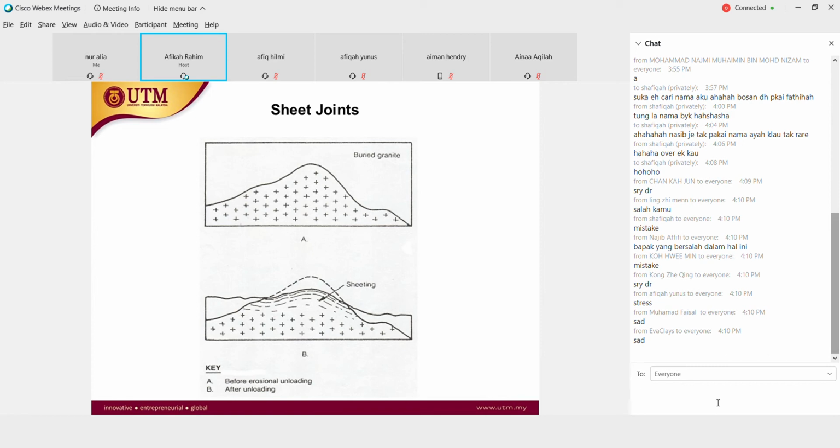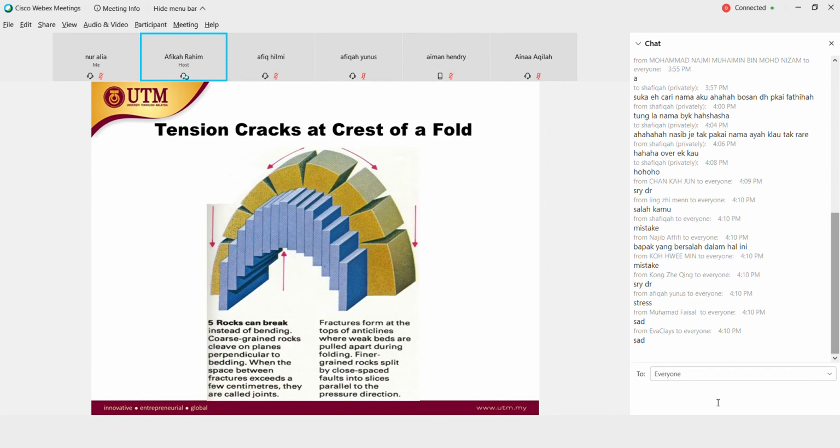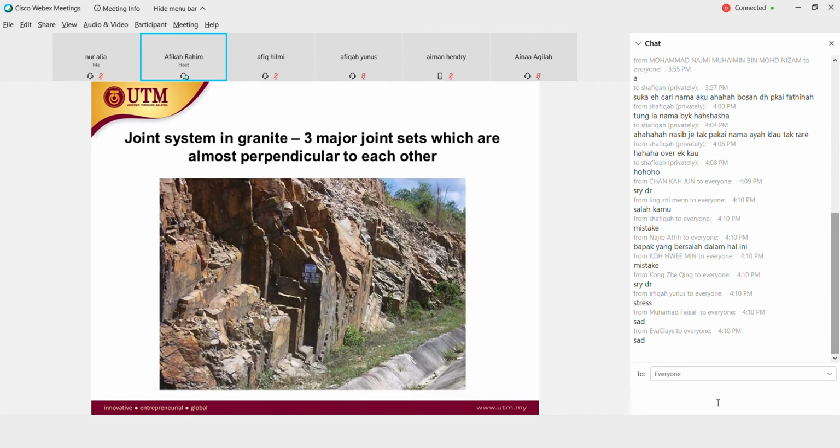This is before erosion unloading, and this is after unloading. So from expansion to shrinkage, expansion to shrinkage, it produced a lot of joints in this area. This is how tension cracks look, and how they create joints. Also, if there's external extra force, it will create joints over this area. This is an example of a joint system in granite.